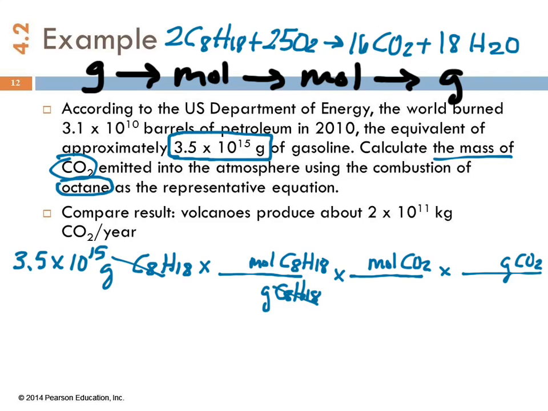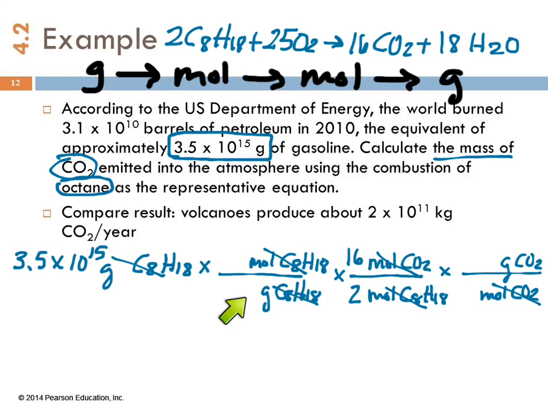Those guys cancel. Moles of octane cancels. Moles of CO2 cancels. Units first, then put in the numbers. This middle guy is easy. He comes from the equation, balanced chemical equation. So we find CO2 and we look at the number in front of it, 16. That's the number that goes in front of moles of CO2 down here. And here's C8H18. There's a 2 in front of it, so the 2 goes down here.